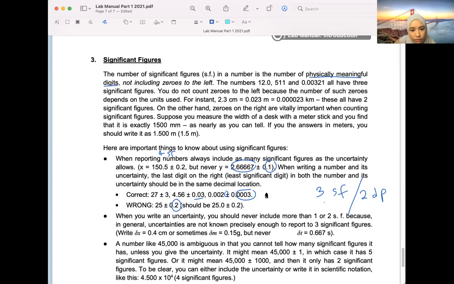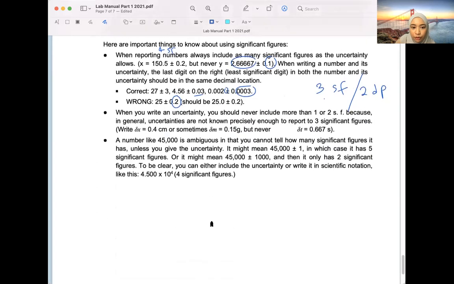0.0023. Meaningful digits: 1, 2, 3. Okay, basically the decimal points must be the same. Here there is no decimal point, so your uncertainty also has no decimal point. Make sure it tallies for your data.